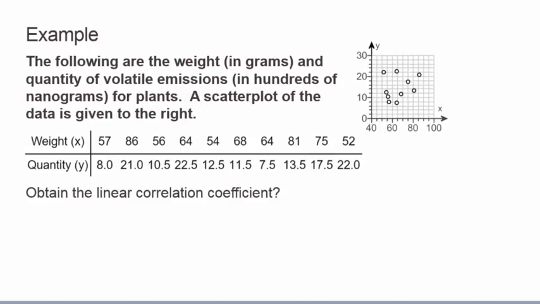Example, the following are the weight in grams and the quantity of volatile emissions in hundreds of nanograms for plants. A scatter plot of the data is given to the right. We have a graph of our dots. Our x values go from 40 to 100. Our y values go from 0 to 30. My data points look like they're fairly spread out.